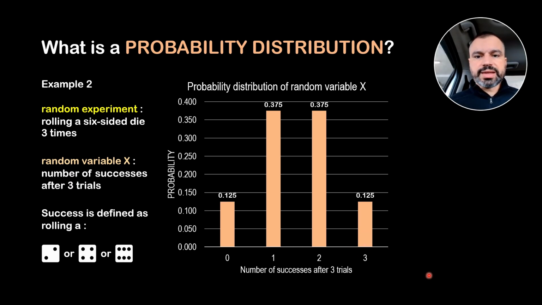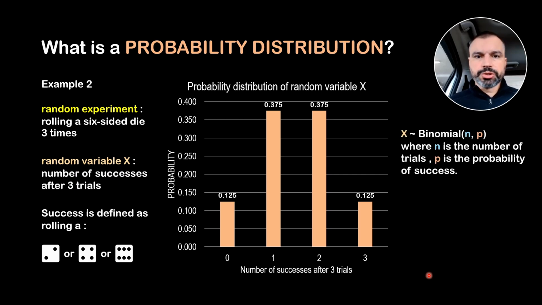We can say that x follows a binomial distribution with parameters n and p, where n is the number of trials and p is the probability of success. The probability of failure is going to be 1 minus p again. And the main difference between the Bernoulli distribution, which we saw earlier, and the binomial distribution lies in the number of trials.